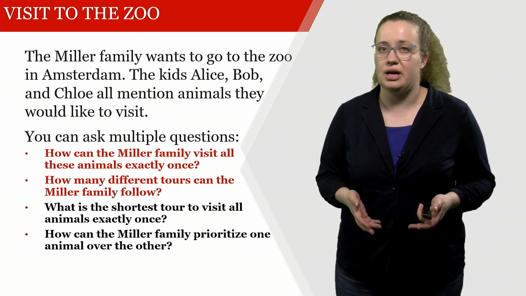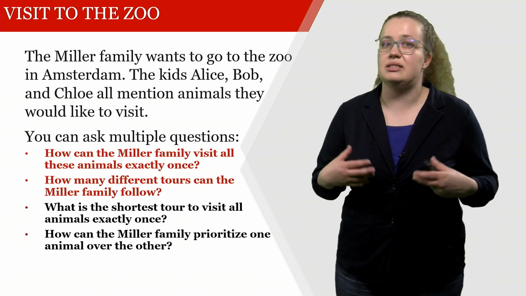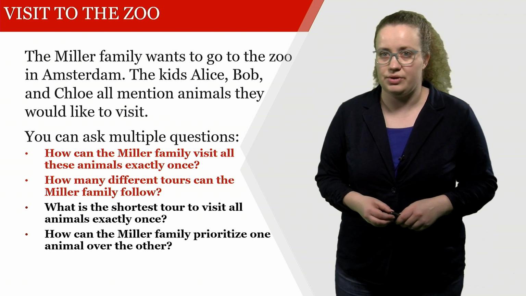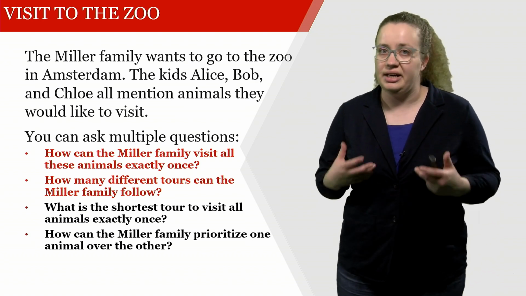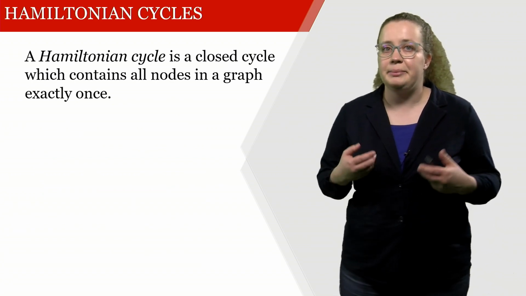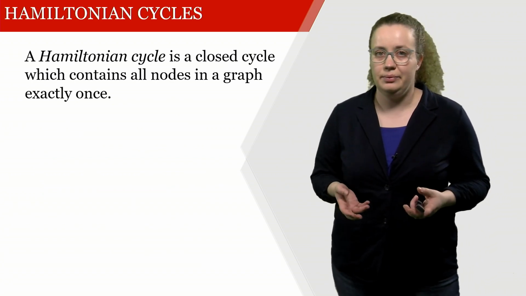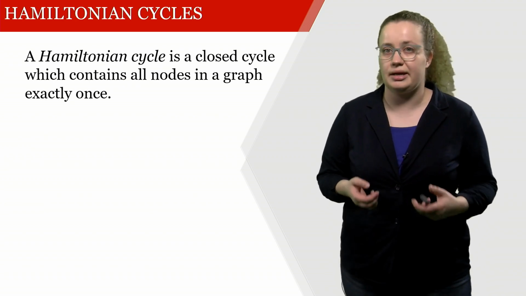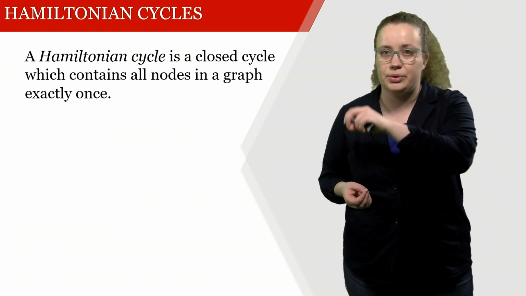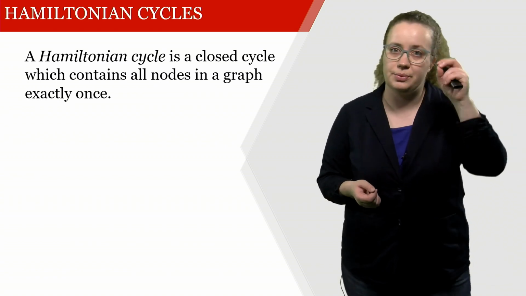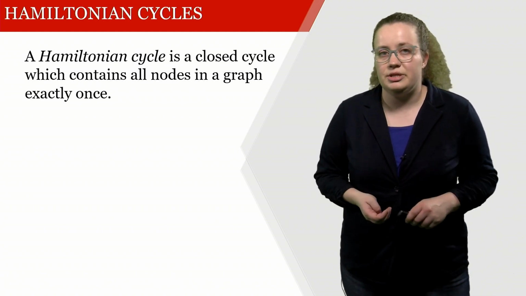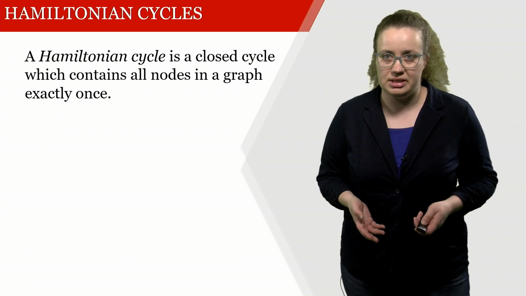So we're going to figure out when such a route exists, what such a route looks like, and we're also going to look at how many of those routes exist. And the underlying concept, as already promised in the beginning, is the Hamiltonian cycle. A Hamiltonian cycle is a closed cycle which contains all nodes in a graph exactly once. Closed cycle means we're starting somewhere, we're ending there, and of course we're continuously moving forward, so we're not jumping, etc.